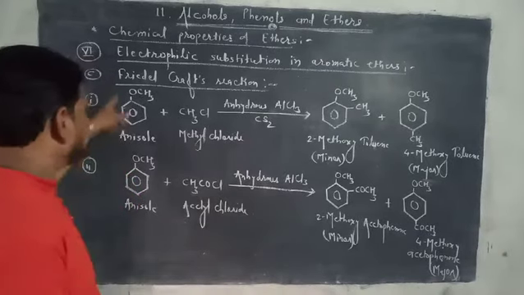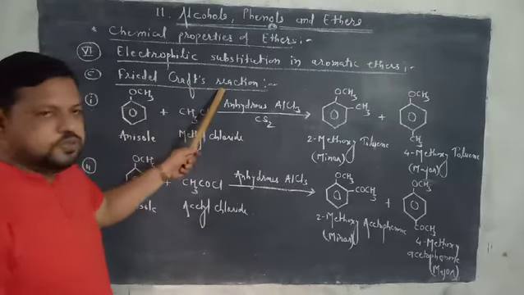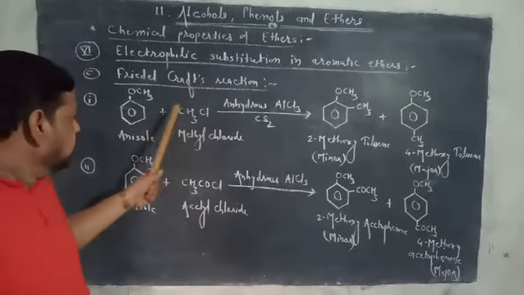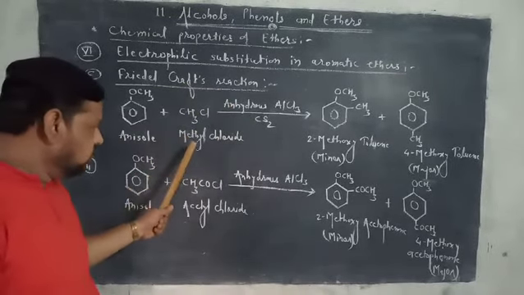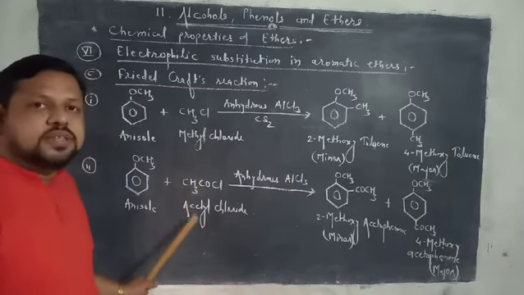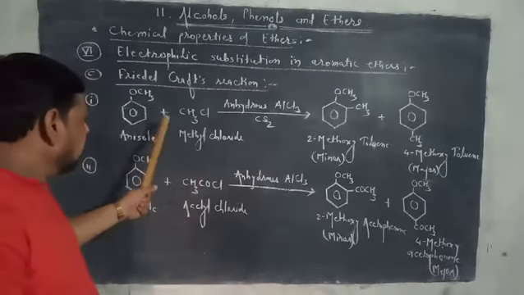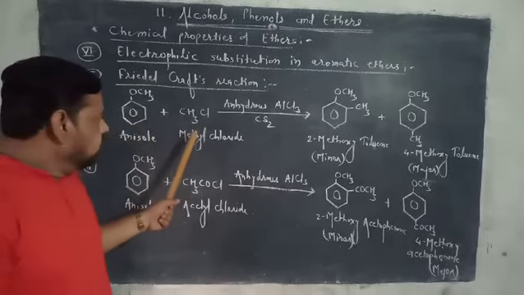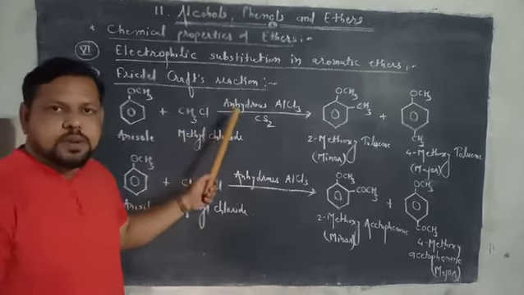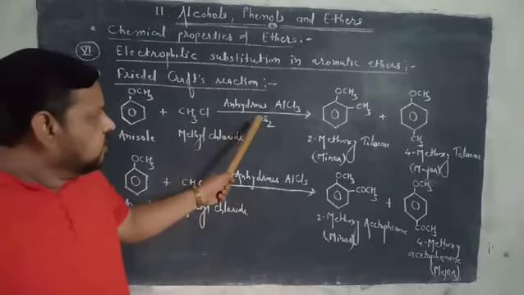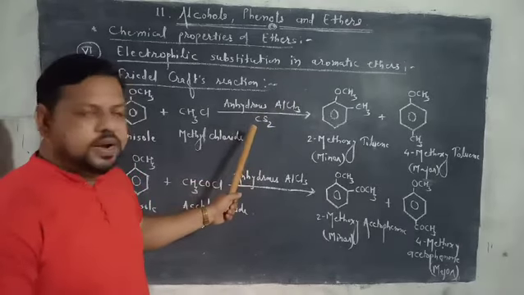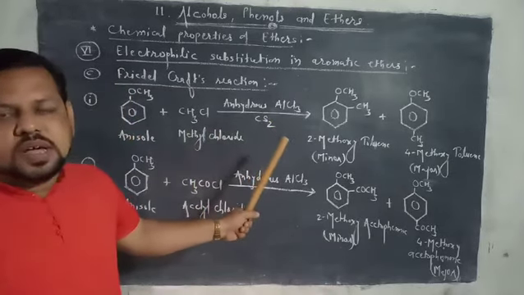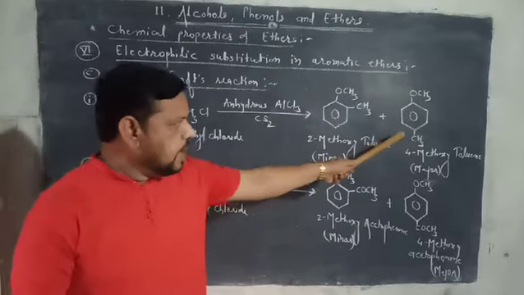Then next reaction, Friedel-Crafts reaction. See here, in this Friedel-Crafts reaction, the first reaction is the alkylation reaction, and the second is the acetylation reaction. First, alkylation. Anisole reacts with methyl chloride in presence of anhydrous aluminum chloride and carbon disulfide. Then it gives the ortho product and para product.